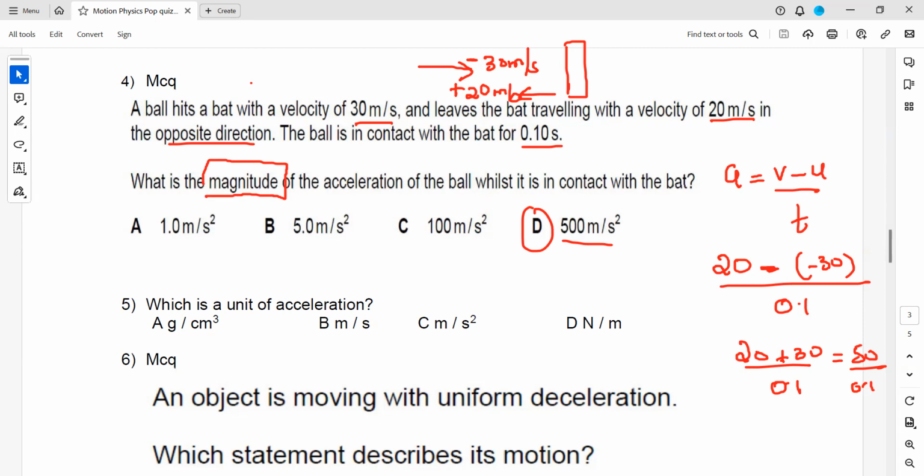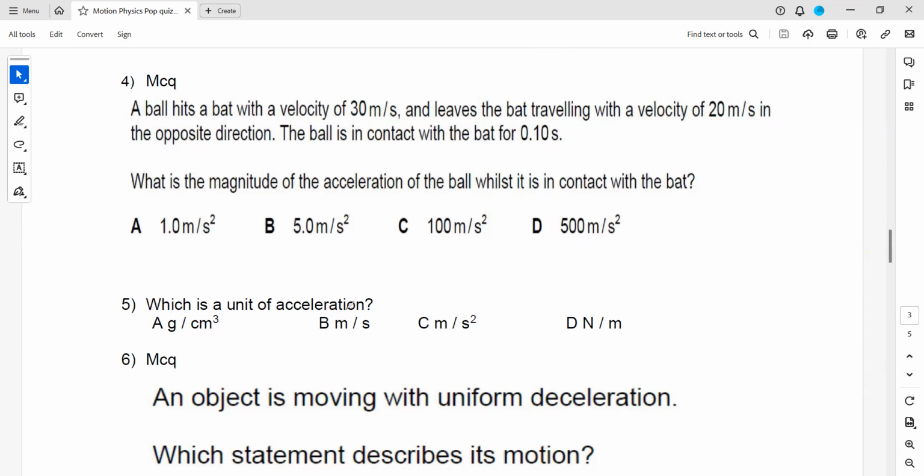Any doubt in question 4? Whenever an object changes direction, you have to take one as positive and the other as negative. Then, what is the unit of acceleration? The unit of acceleration is meter per second square.